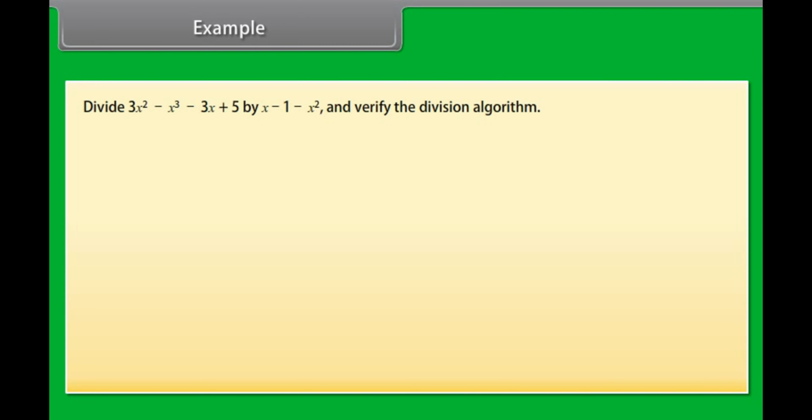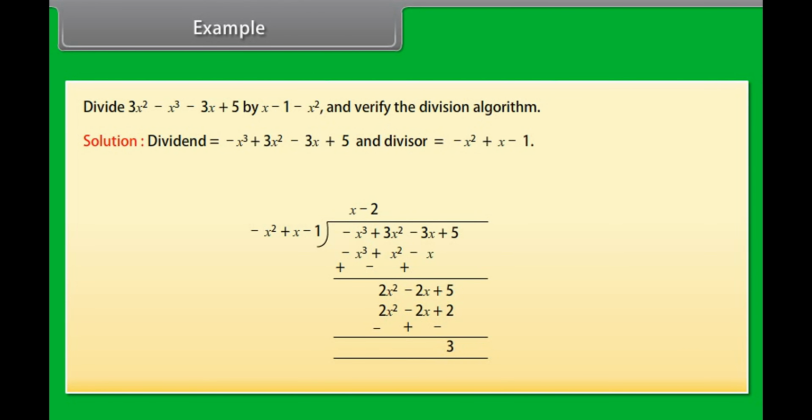Example: divide 3x squared minus x cubed minus 3x plus 5 by x minus 1 minus x squared and verify the division algorithm. Solution: firstly, we will write both the dividend and divisor in decreasing orders of their degrees. Dividend is equal to minus x cubed plus 3x squared minus 3x plus 5 and divisor is equal to minus x squared plus x minus 1. By dividing we get quotient is equal to x minus 2 and remainder is equal to 3.